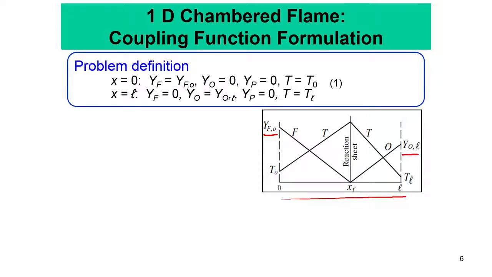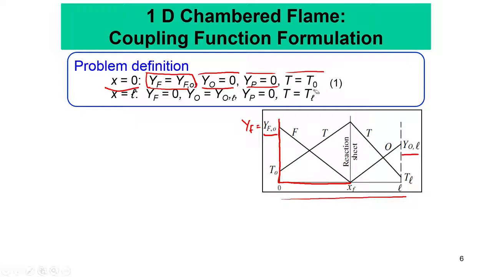And then of course I can define the boundary conditions: at x equal to 0, your YF is equal to YF0 and your YO is equal to 0, because on this boundary on the left hand side your YF is nothing but YF0. On this boundary there is no oxidizer, because the entire oxidizer has been consumed at any point beyond xf. So on the left hand side your oxidizer is equal to 0, your product is also equal to 0, and your temperature on the left hand boundary is equal to T0.